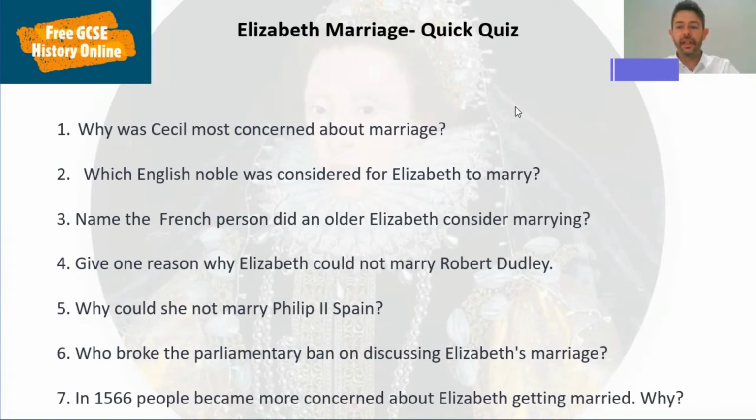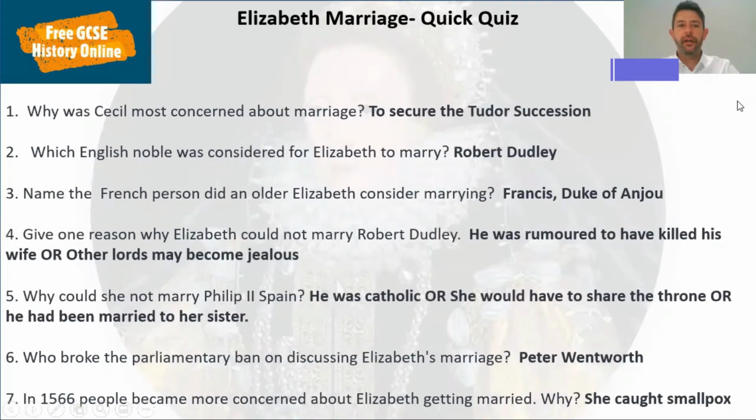So what about the answers then? Let's give them a go. So why was Cecil most concerned about marriage? Well, he needed to secure the Tudor succession. He needed to make sure that Elizabeth had an heir to the throne, and obviously only a legitimate heir can come through by marriage. So not having an heir was going to cause lots of problems for Elizabeth. It was going to cause her a crisis in many respects with Mary, Queen of Scots, that Elizabeth was not secure on the throne, and Mary, Queen of Scots was a rival to the throne.